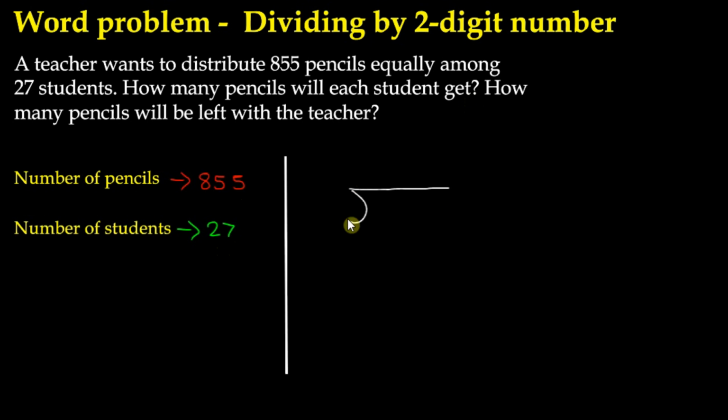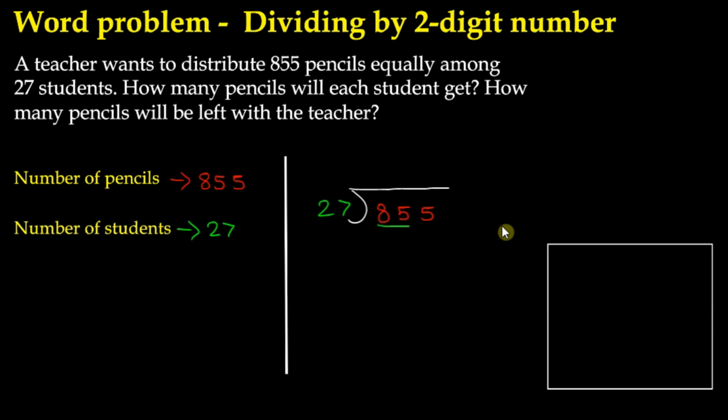So we have to divide 855 by 27. We are going to consider the first two digits of this number, which is 85. So how many times does 27 go into 85? Let's estimate. Now we know 25 times 3 is 75. So let's try 27 times 3. That equals 3 times 7 is 21, carry 2, and 3 times 2 is 6 plus 2 is 8. So 27 times 3 is 81.